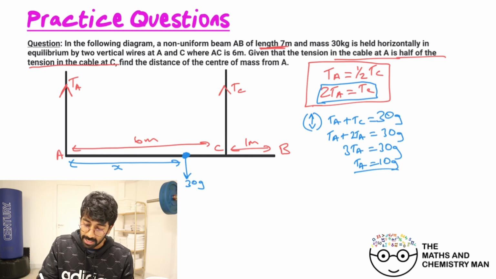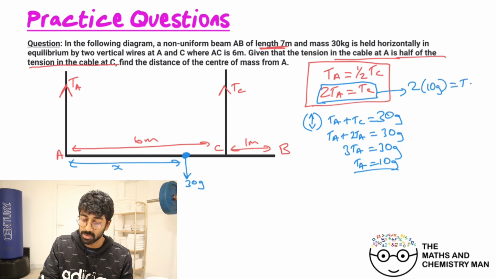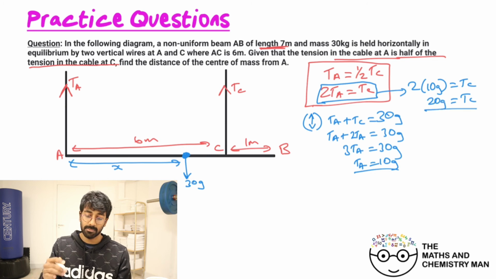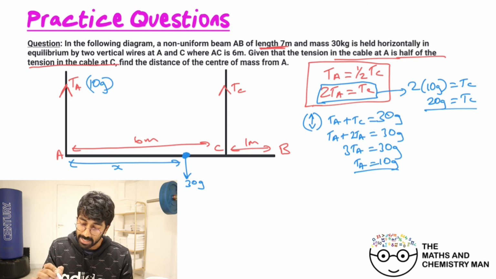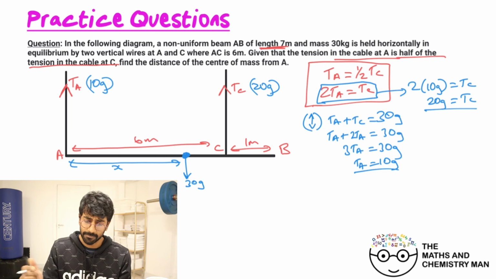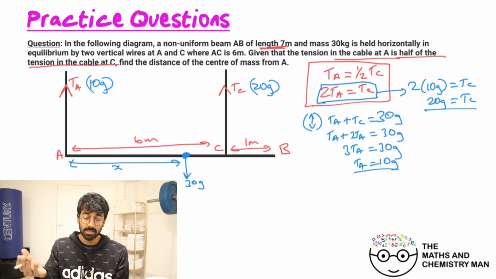Now if we use that, what can we say? Well, we can say 2 lots of TA, so 2 lots of 10g is equal to TC, and that means TC must be 20g. So we can fill this in on our diagram. So we've got this one as 10g and TC as 20g. So that's that, done. And now all we need to do is take some moments to work out what the distance is.